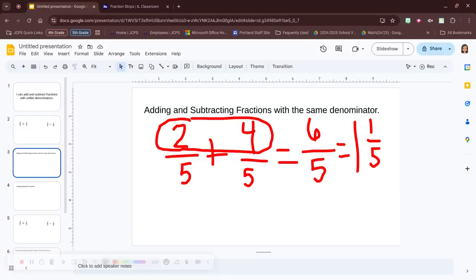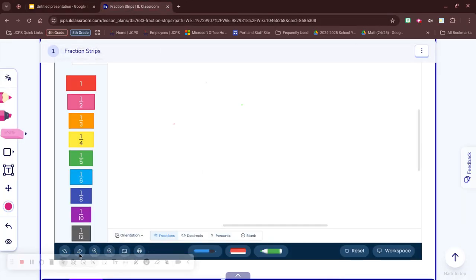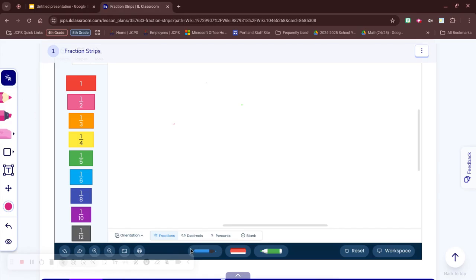Now, let's look at how we would have to do this if we were subtracting. So for subtraction, it's the same thing, but you have to think about taking those pieces away. So I'm going to go back to my fraction strips to show you one. If I had 1 and 2/5, and I want to take away 3/5.